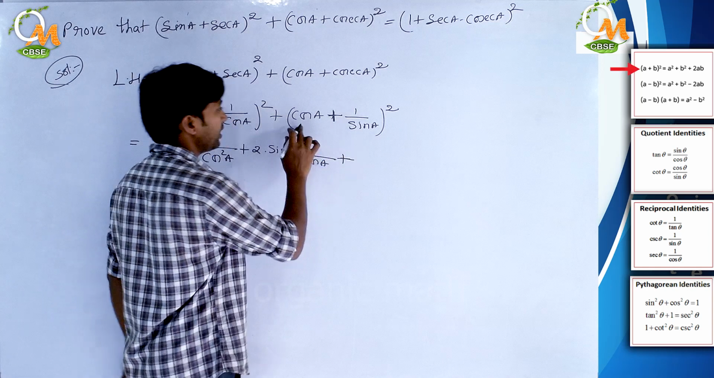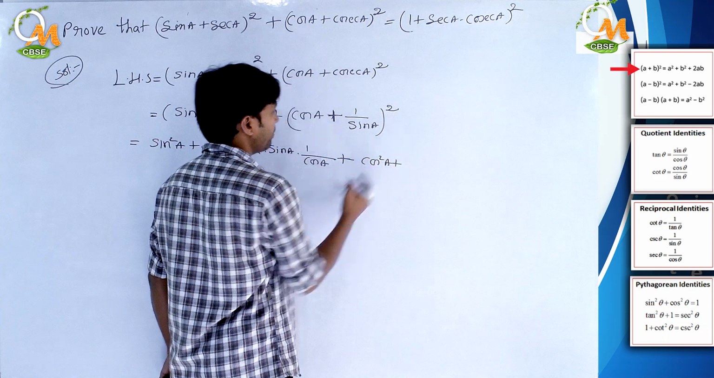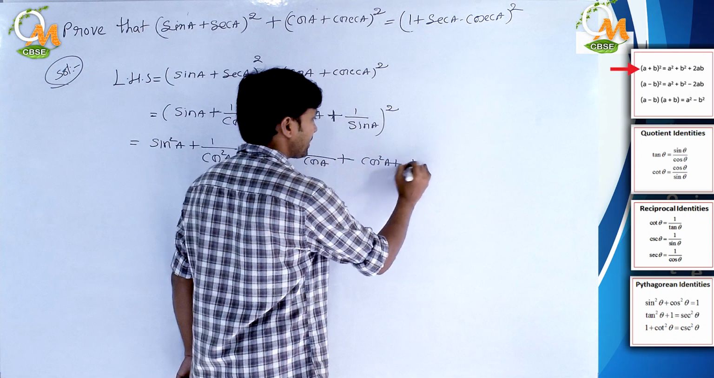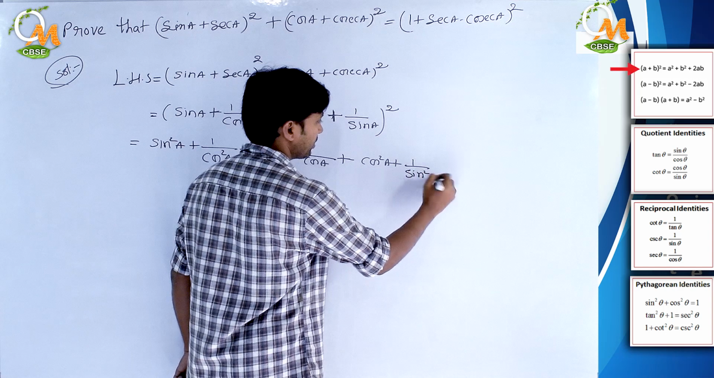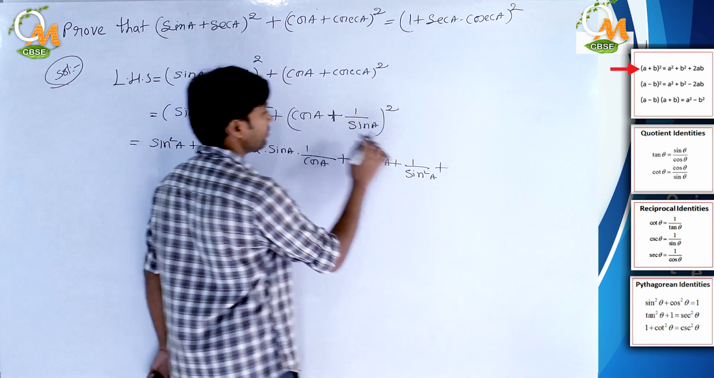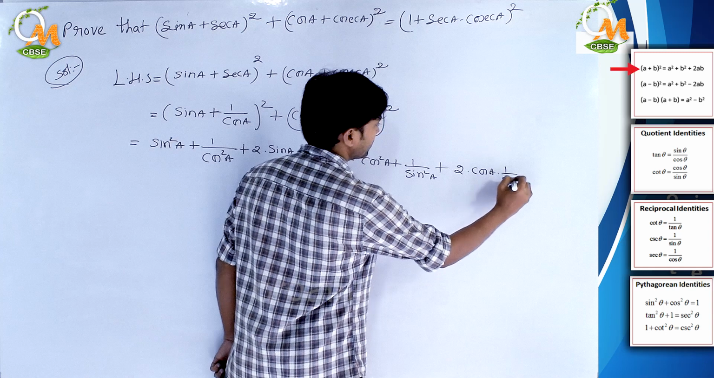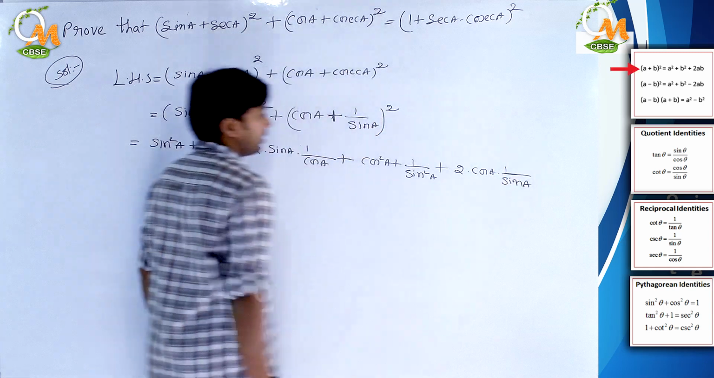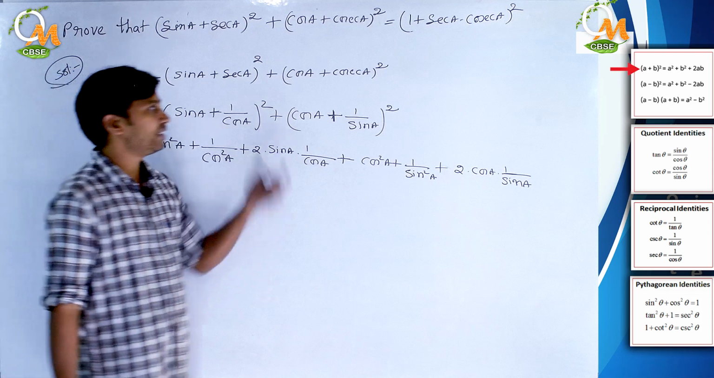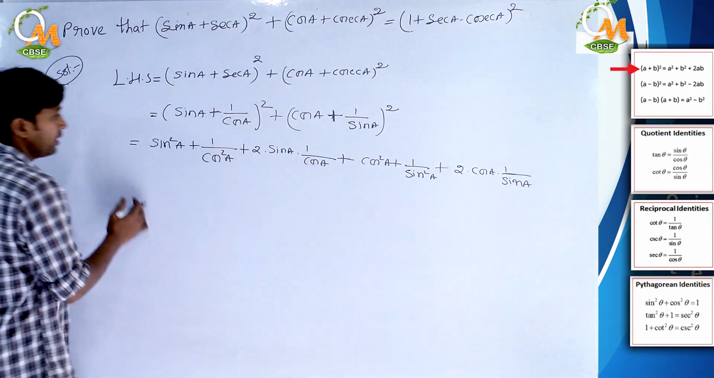Plus, what is this expansion? A square means cos square A, plus 1 by sin whole square, that means 1 by sin square A, plus the 2AB term. What is the 2AB term over here? 2 into cos A into 1 by sin A. So it's looking like a very lengthy expression, but a very simple one. We just have expanded the given two expressions in the form of A plus B whole square, right? Okay, just do it.